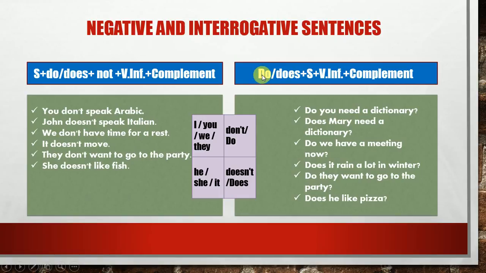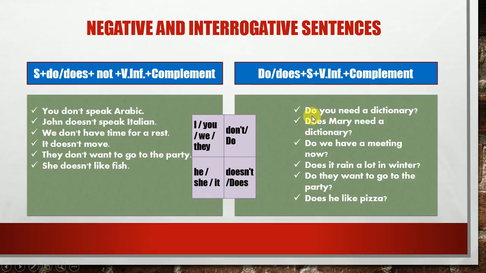And here we have interrogative sentences. In this part you can notice that the structure changed a little, but the change is not too big, so you have to be careful. When you are going to ask questions in the simple present tense, you have to put the auxiliary verb in the first part, before the subject, right? As you can see here. Then you are going to put the verb in infinitive form and the complement.